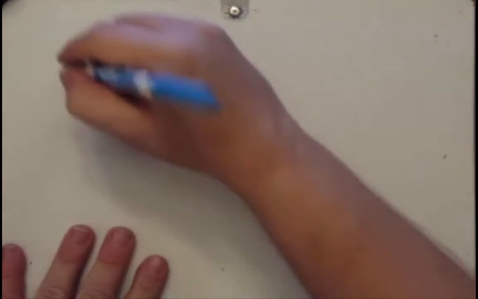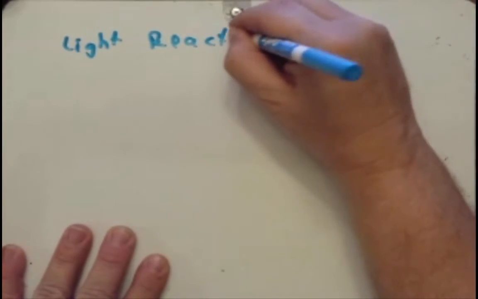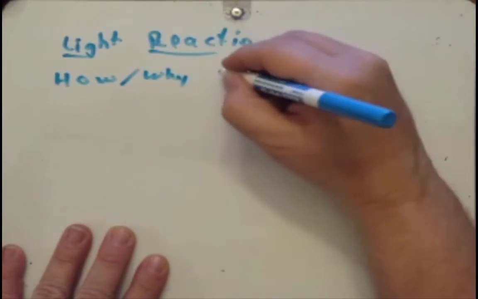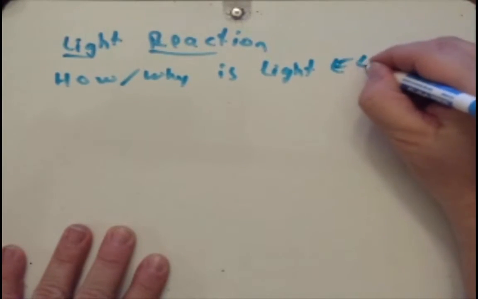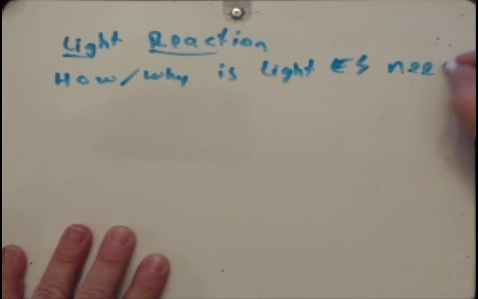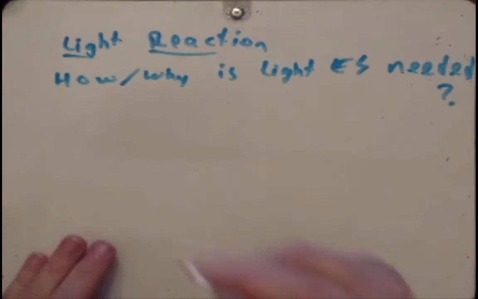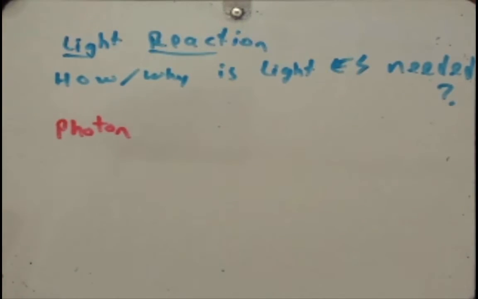So within the light reaction, how, or you might say why, is light energy needed? Well, this light energy, as this light is coming down to the Earth from 90 plus million miles away, is packaged up into something called a photon. So let's describe what this photon does.